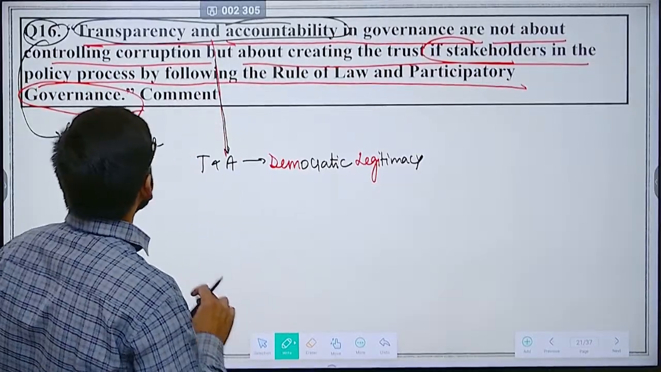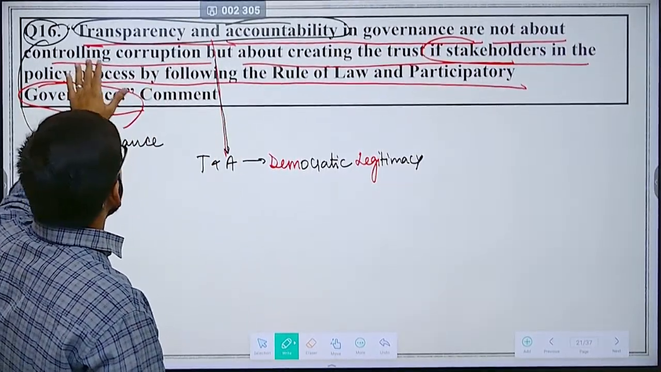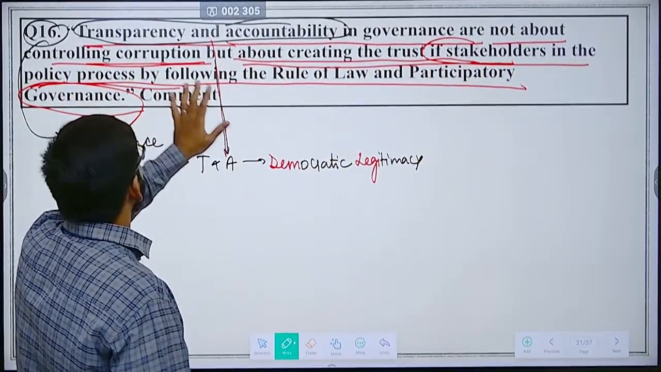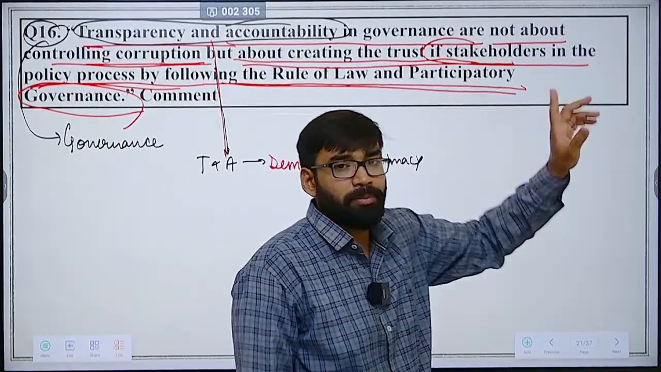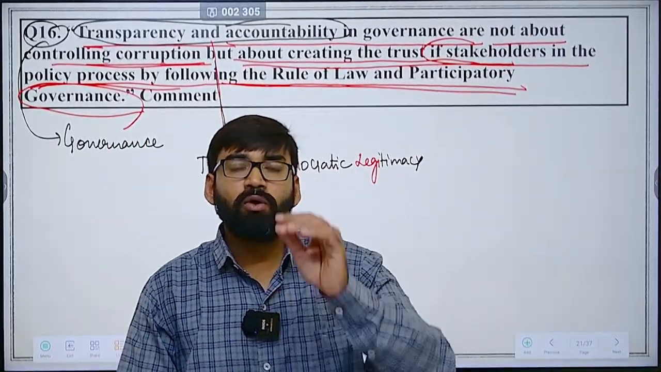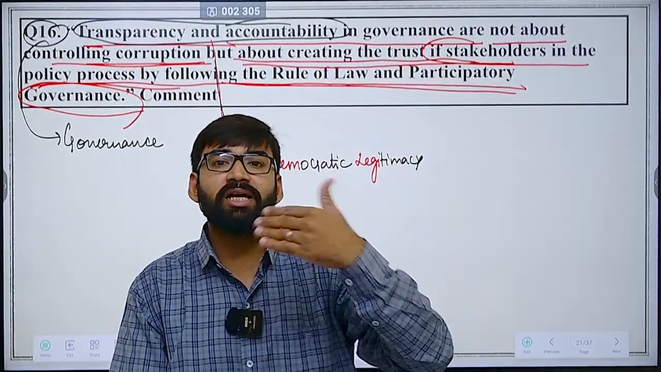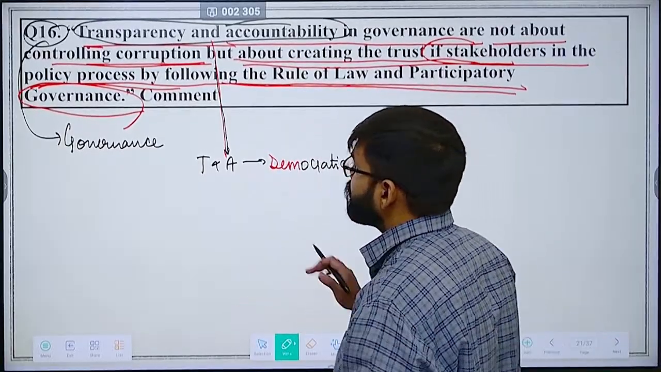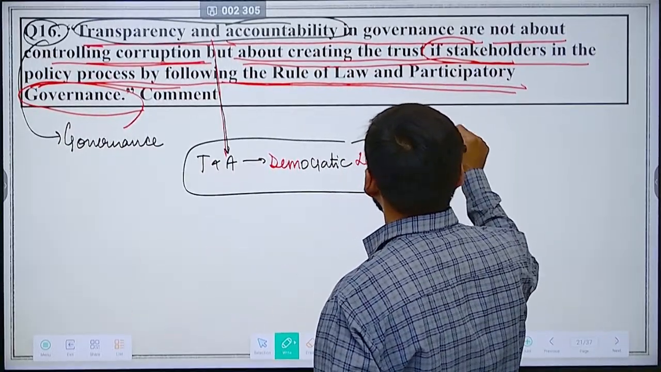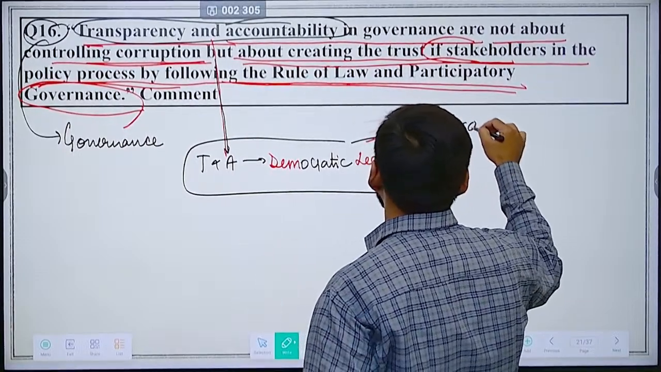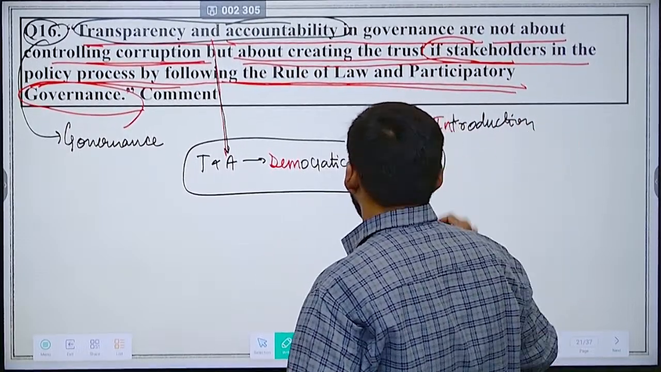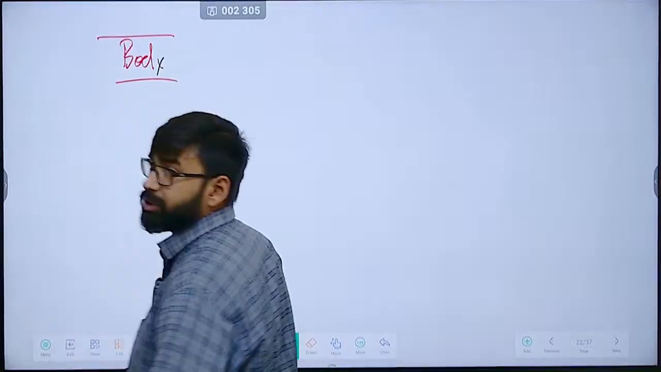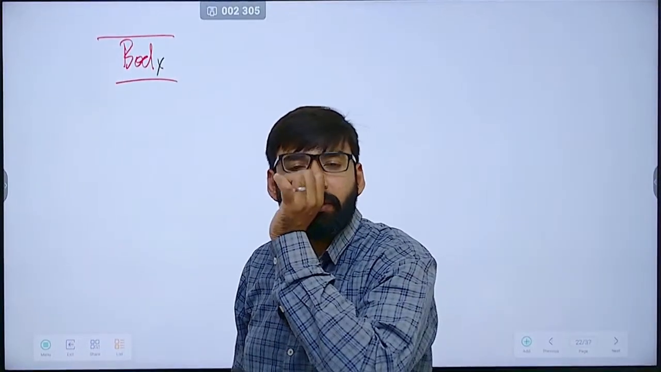Clear? Now the question is asking, it is not only about controlling corruption but also creating trust in stakeholders in the policy process by following the rule of law and participatory governance. So what is the role in building stakeholder trust? They are actually asking. Clear? This is how you can write the introduction. This line you can take as the introduction only. Clear? Now how will you write the body of the answer? What is the role in building stakeholder trust?